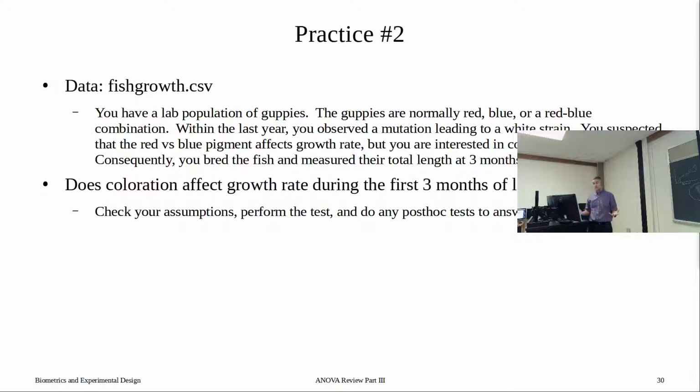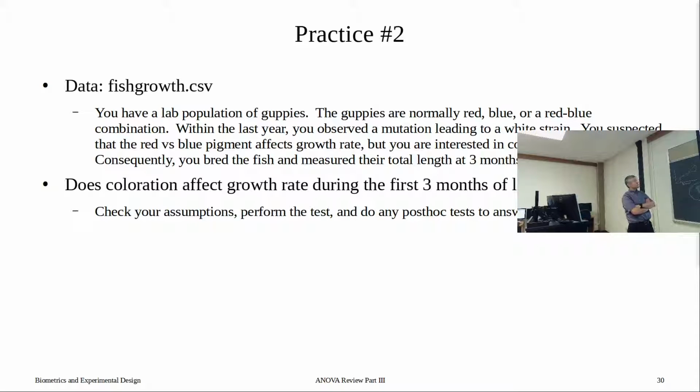All right, so we've got fishgrowth.csv. Here's the idea. You have a lab population of guppies. They're typically red, blue, or a combination of red and blue, and then all of a sudden you see this other mutation, a white coloration or albino coloration. So you already knew that there were some size differences between these strains, and you think that it's tied to pigment generation. So the different colored pigments might differ in their energetic cost, which then, if you're going to produce one color, your growth rate will suffer.